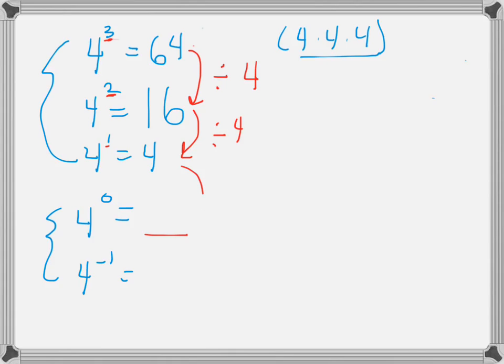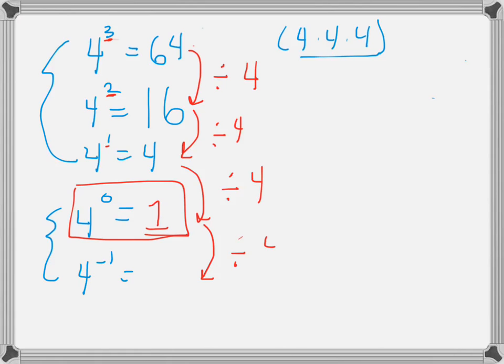Now, in order to keep that pattern, we have to think about, well, what's 4 divided by 4? That would be 1. So look what we've just established right here: 4 to the 0 power is 1. Now, again, we could continue on with this pattern. We can divide what we arrived at for 4 to the 0 power by 4 in order to get 4 to the negative 1. So 1 divided by 4 is just the fraction 1/4.